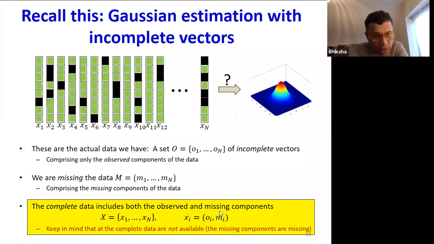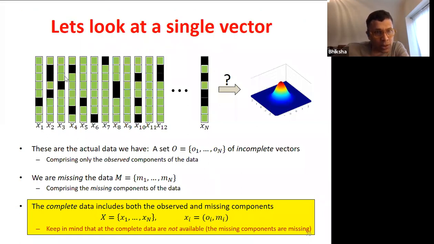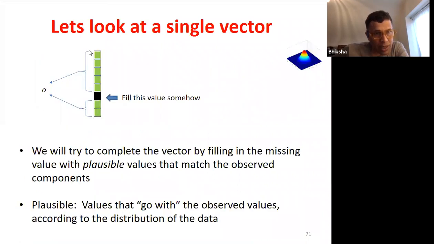The green are the O, the black are the M, right? So consider just one vector. Let's say this first guy. What I am going to try to do is to complete the data. I'm going to try to fill in this missing vector, right?